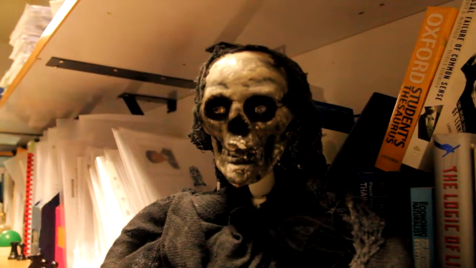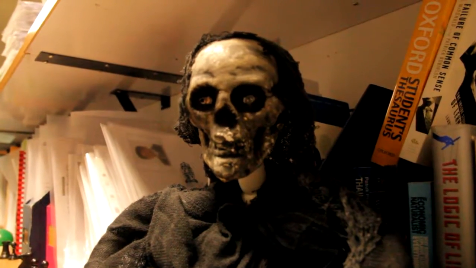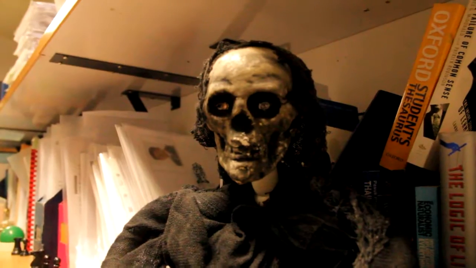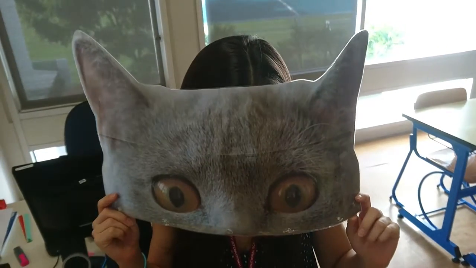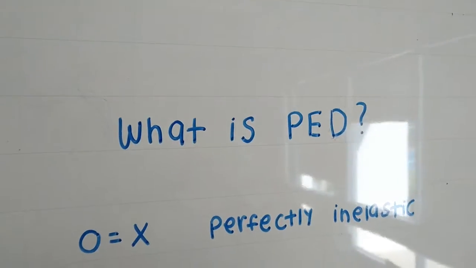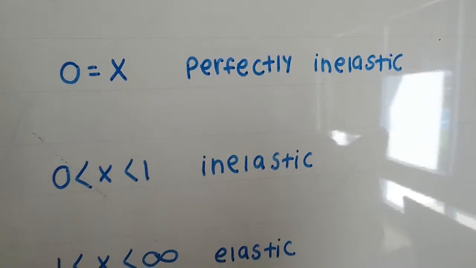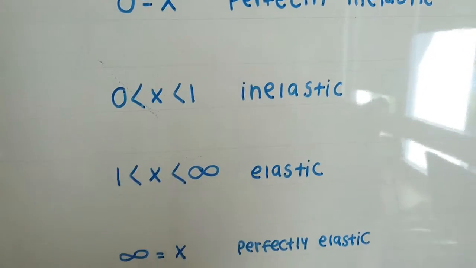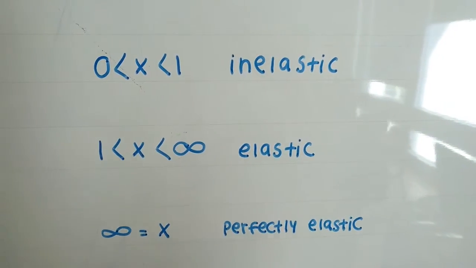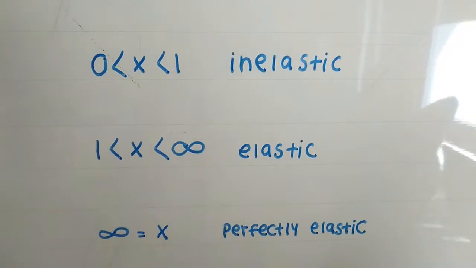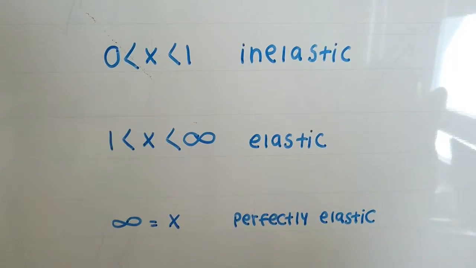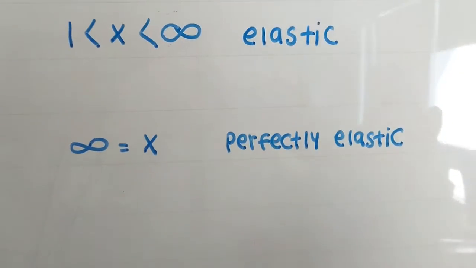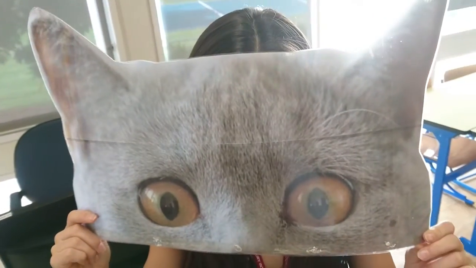Now with the graphs out of the way, there is one more term you need to know, which is PED. What is PED? Well, PED is when 0 is perfectly inelastic, 0 to 1 is inelastic, 1 to infinity is elastic, and infinity is perfectly elastic. Does that answer your question?